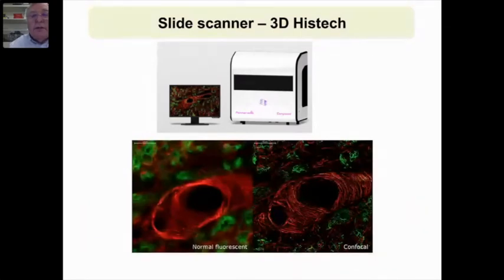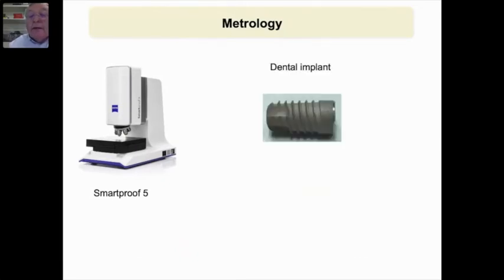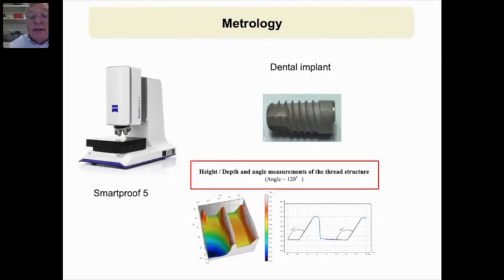I started off by saying one of the applications was metrology, and here it is in the guise of the Zeiss SmartProof 5. And here is a thing that is trying to be profiled. It's a dental implant, and the interest is in the angle of the implant, which is supposed to be 120 degrees.